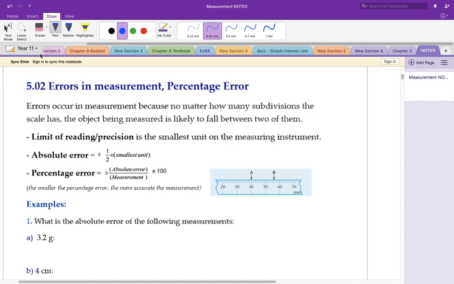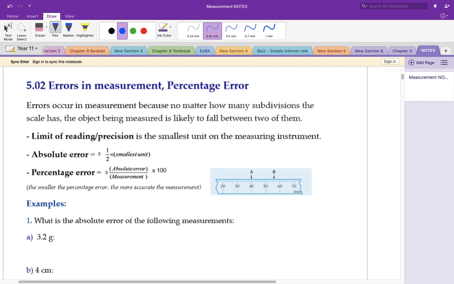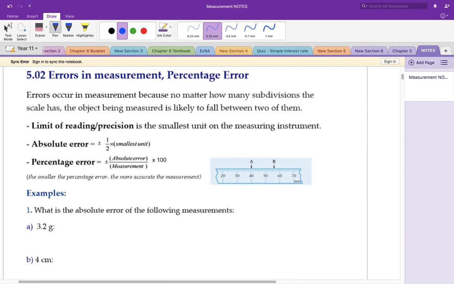So today in this lesson, we're going to do 502, errors in measurement and percentage error. The rationale of this topic is that, first of all, we're only human, right? Sometimes in measuring things, we make mistakes, either by accident or whatnot. Also, even on your ruler, there might be inaccuracies. There are not going to be two rulers that are exactly the same. That's just life, I guess.